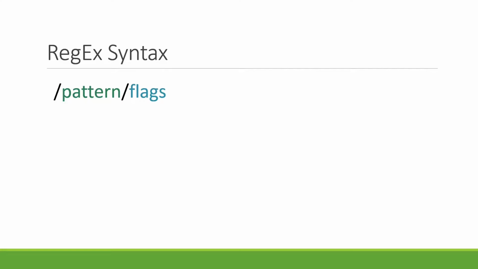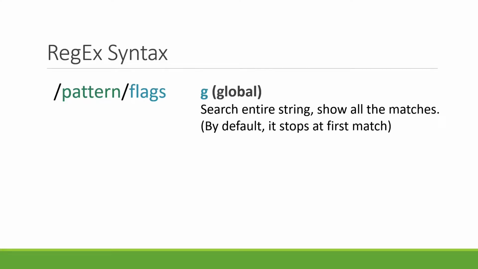And the most common flags that we generally use, there's 3 of them that I'm going to show you. The first one is G for global match. We'll actually use this one for almost all of our examples today. And this says that you want to search the entire string for multiple matches.